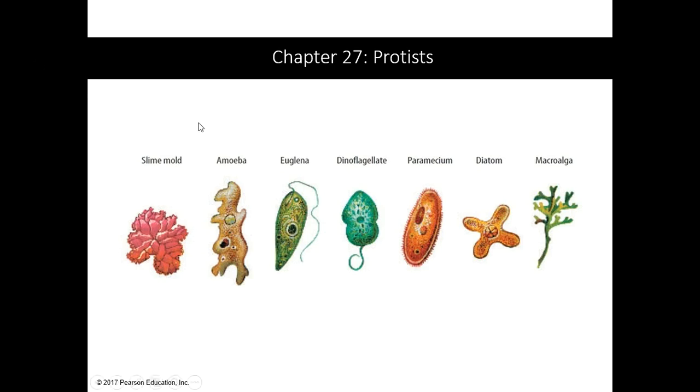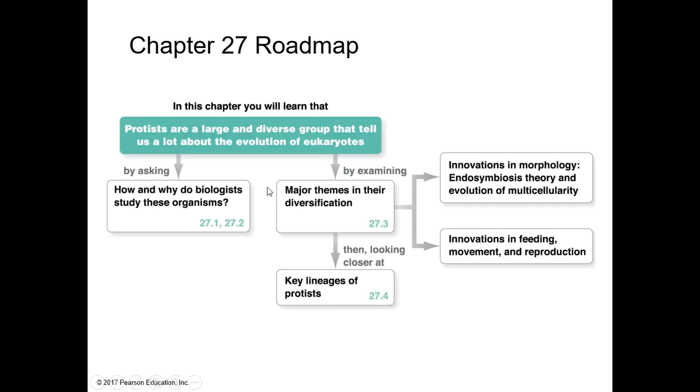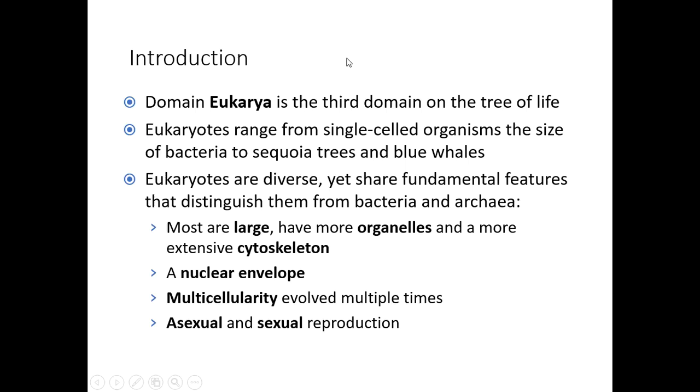So here are some examples of protists: slime molds, amoebas, euglenas, dinoflagellates, paramecium, diatoms, microalgae. So these all fall under the umbrella of protists. And so in this chapter, like I said, we're going to be looking at various things that will describe the background of protists.